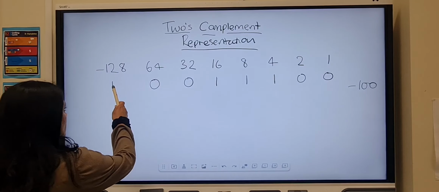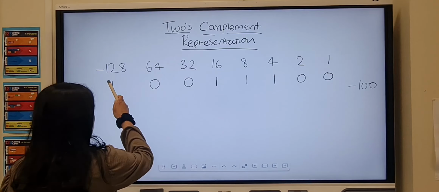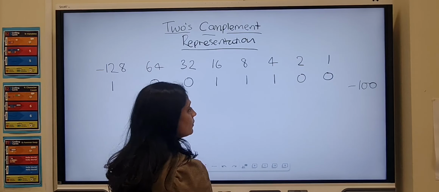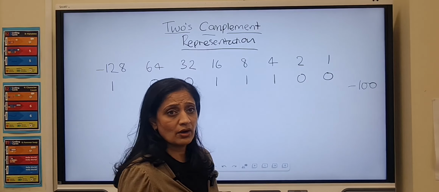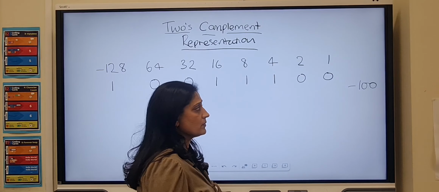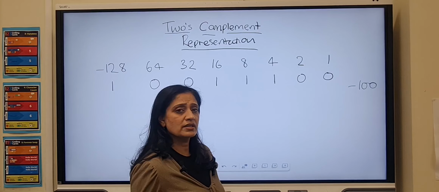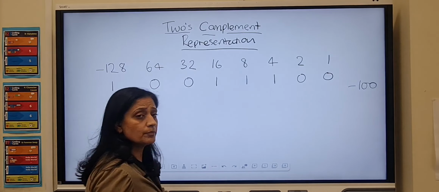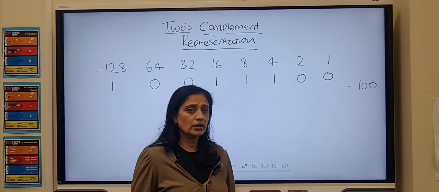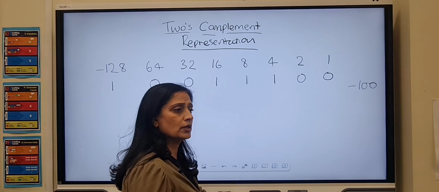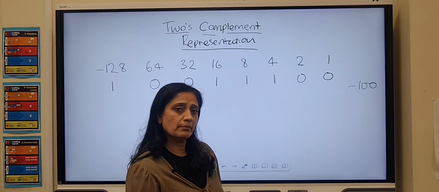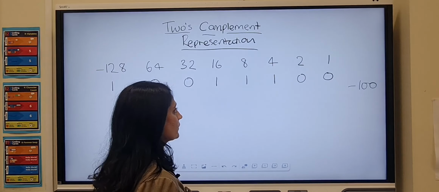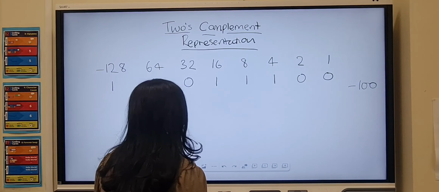So basically what you are doing is just adding as you go along. Minus 128 plus 16 plus 8 plus 4 would give you minus 100. You can check that on the calculator. Of course, as you know, the OCR computer science exam does not allow a calculator, but while we're working out, we can. I will be showing you a shortcut or very easy method to convert positive numbers into two's complement as well, so please make sure that you watch the video up until the end.